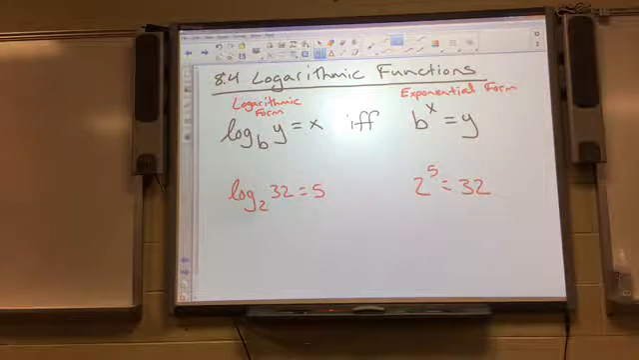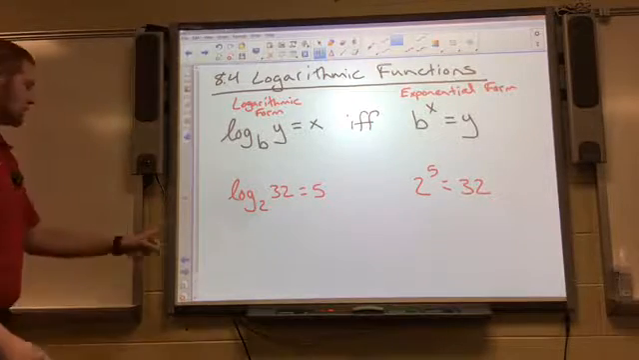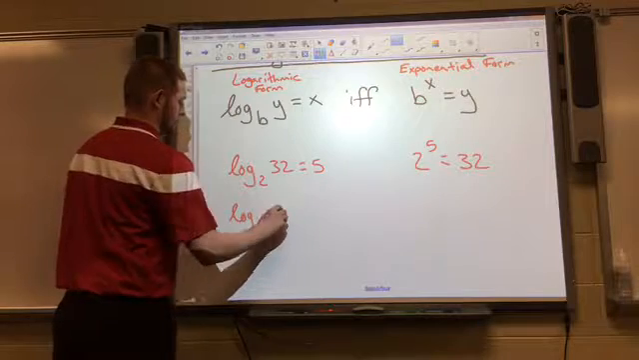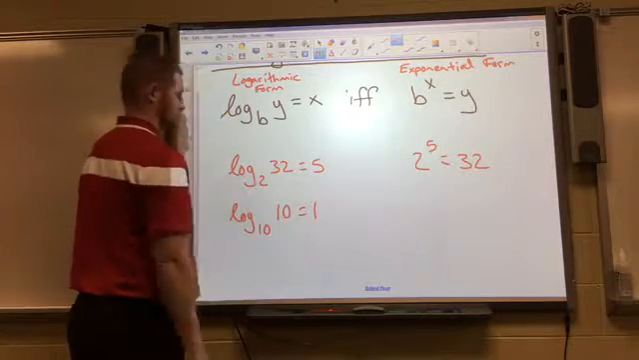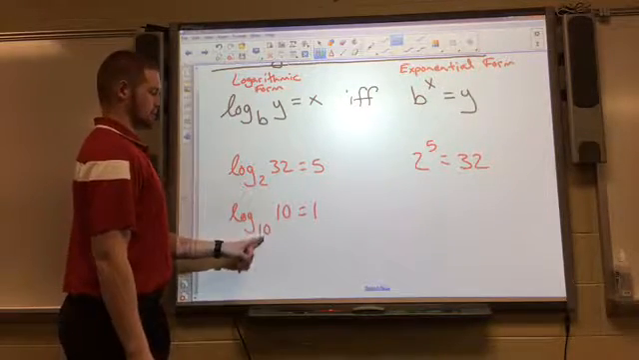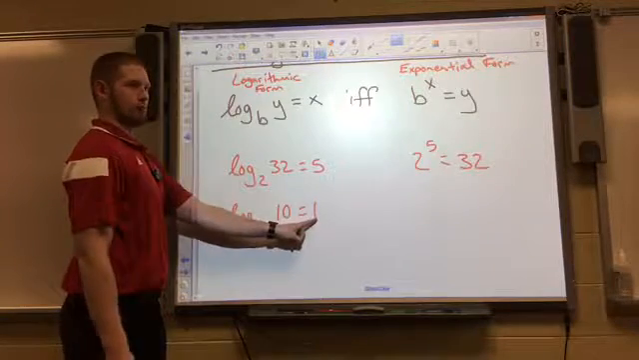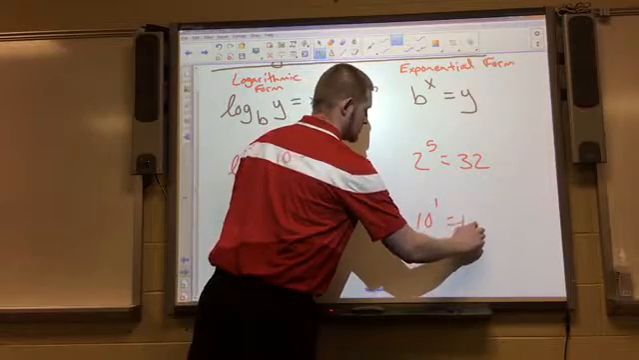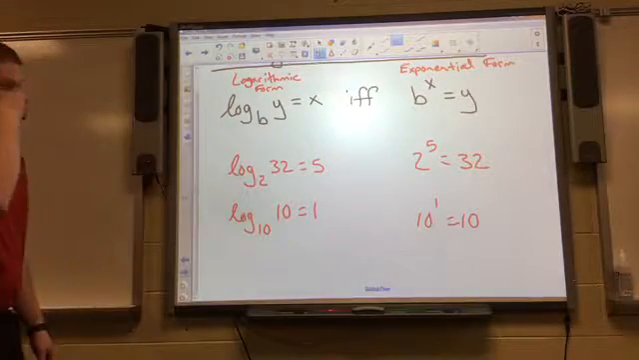Okay, we'll do a couple more here. I'm not going to do all of these. Anything to the 0 power is 1, just so we have that in mind. What about log base 10 of 10 is 1? This would mean that 10 to the 1st power equals 10. Is that true? Yeah. Okay.